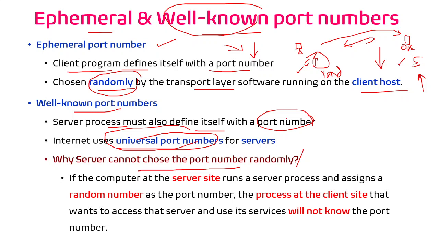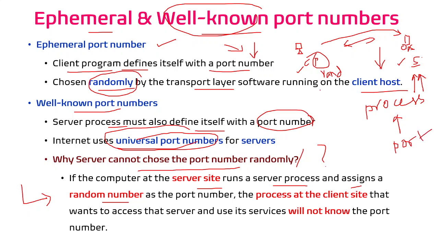Here the question is actually why a server cannot choose a port number randomly. So this is the question I am going to ask here. The answer behind this is, if the computer on the server side runs a server process and assigns a random number, so in case I am opening a process here at the server side and assigning a port number for that particular process, please make a note, for every process which is running on any system, it has to be assigned a port number, right?